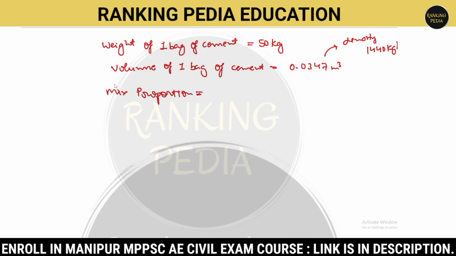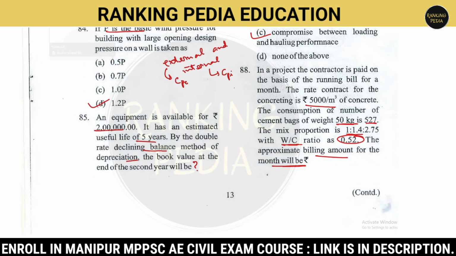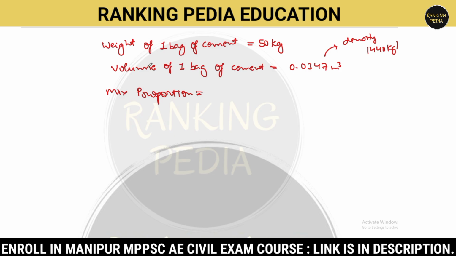Mix proportion is given: 1 to 1.4 to 2.75. Add all these parts: 1 plus 1.4 plus 2.75, which gives 5.15 as the total value.